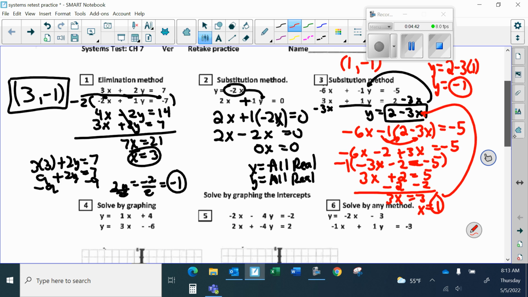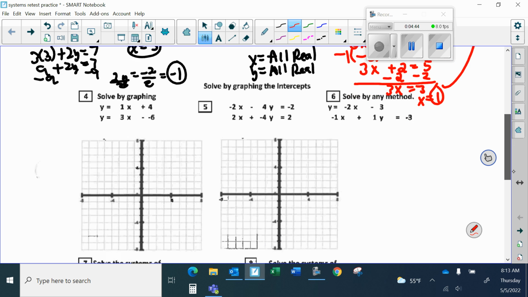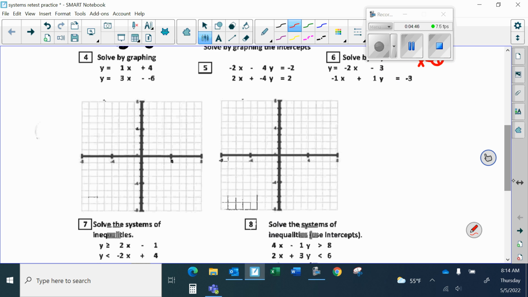Remember, keep saying point of intersection. It's a point, so you got to give it to me as a point. Number 4, graphing. I graph these. The first one, m equals 1 over 1, and b equals 0, 4. Remember, to find the y-intercept, we plug in x equals 0, so then y equals 4.